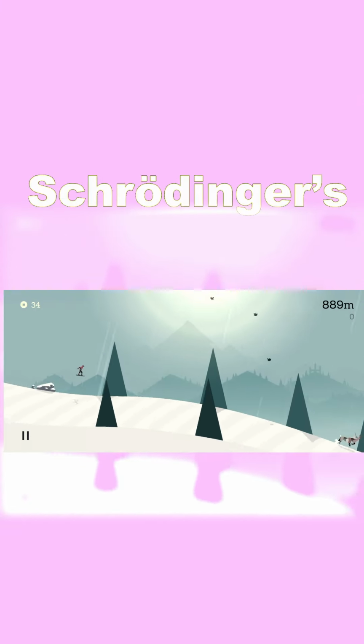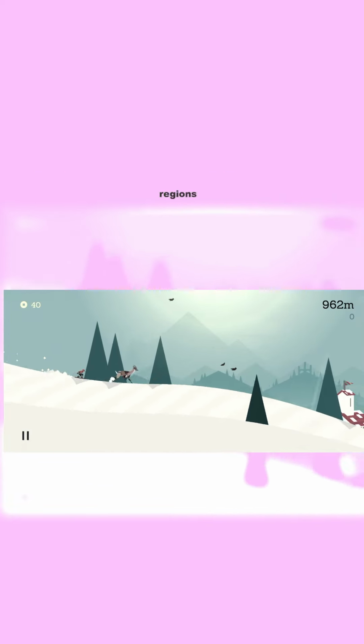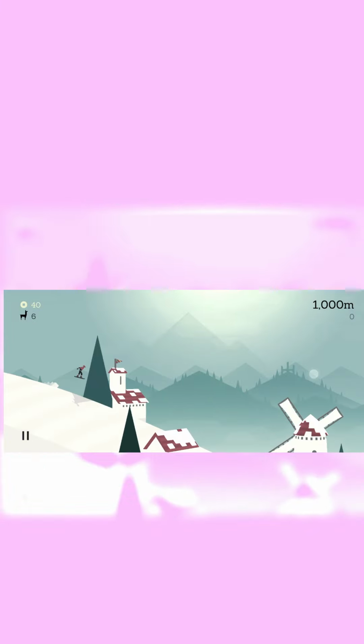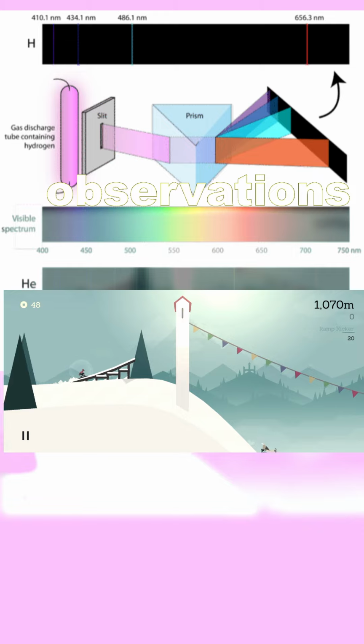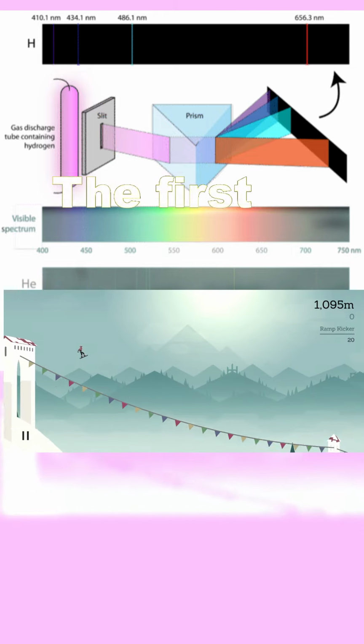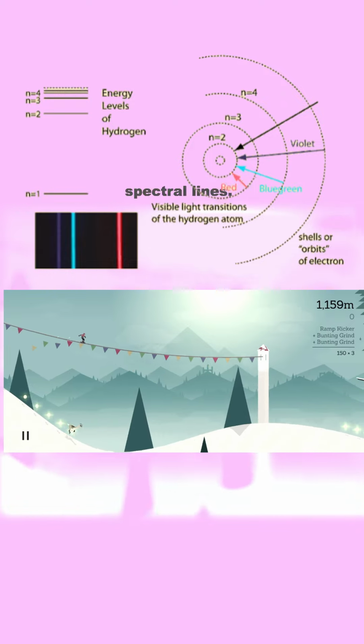This means Schrödinger's atomic model is inherently probabilistic. Instead of predicting an exact path, it predicts regions where the electron is most likely to be found. This model explained almost all experimental observations in atomic spectroscopy. The first was the observation of quantized energy levels, seen as discrete spectral lines.